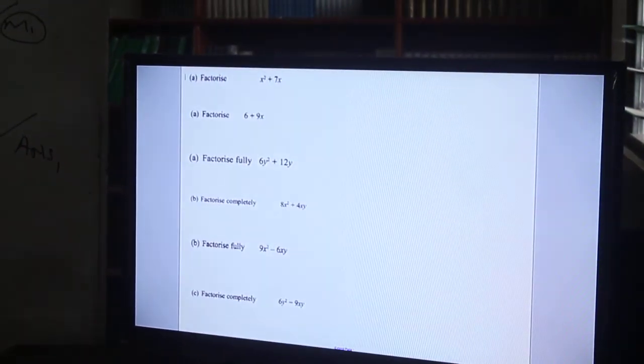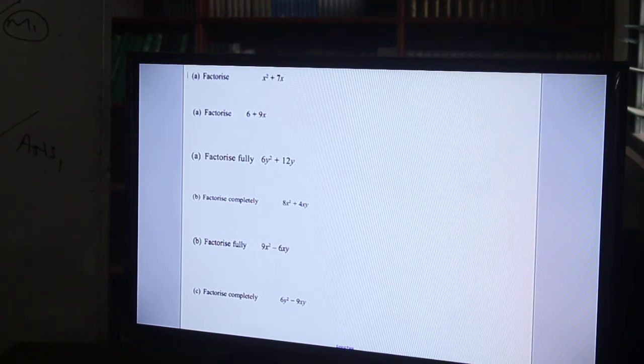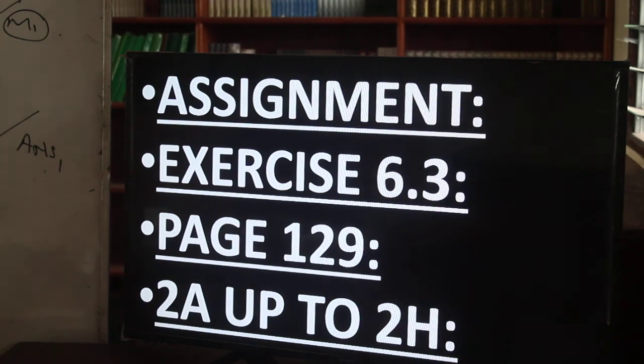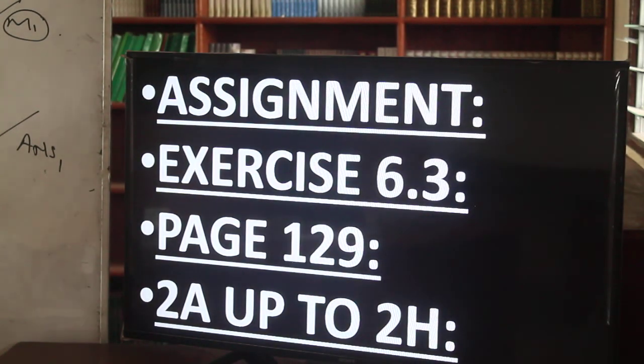Then apart from that, in your course book, there are some questions I want you to do. Apart from this one, which I've given here on this slide, you need to come up with the other ones. That is on your page 129. Page 129, you have exercise 6.3 from 2A up to 2H. Make sure again you attempt them and send them for marking.